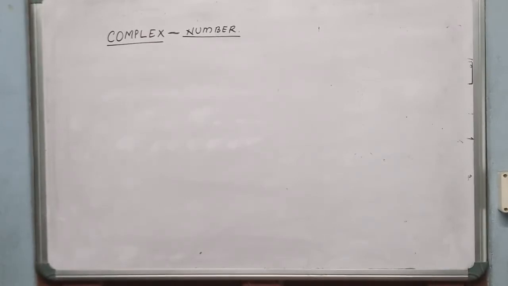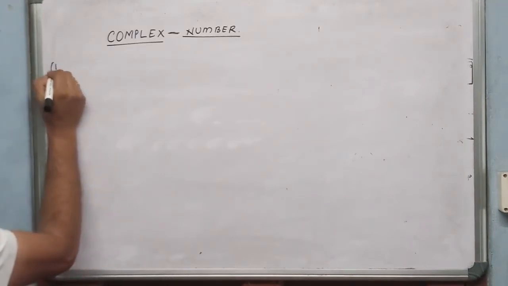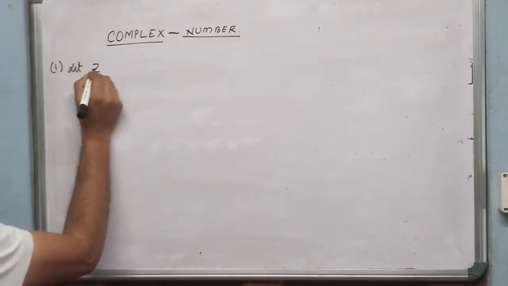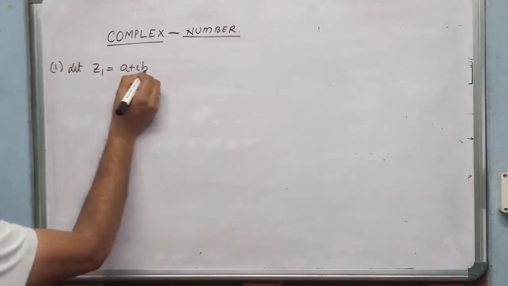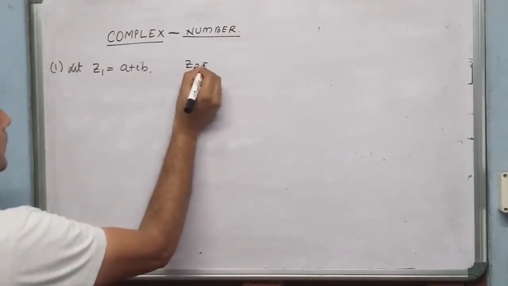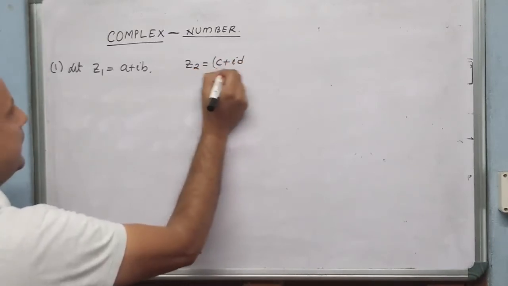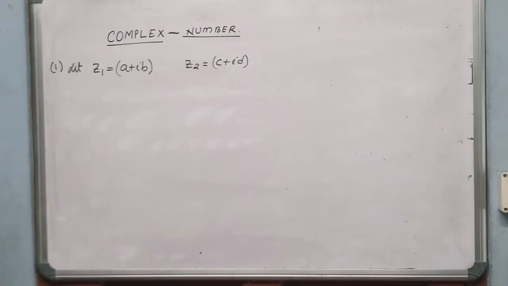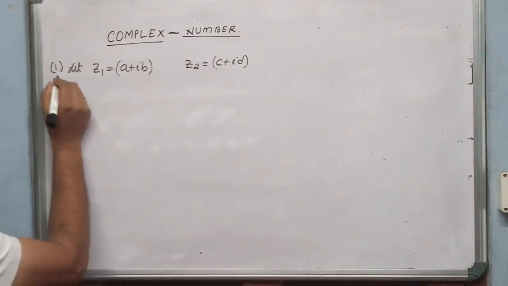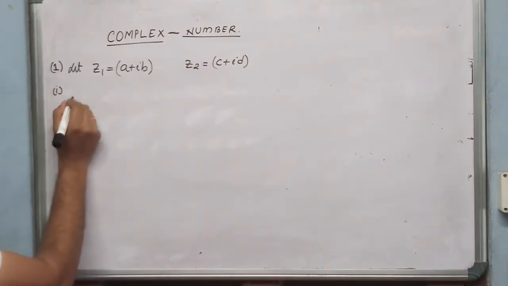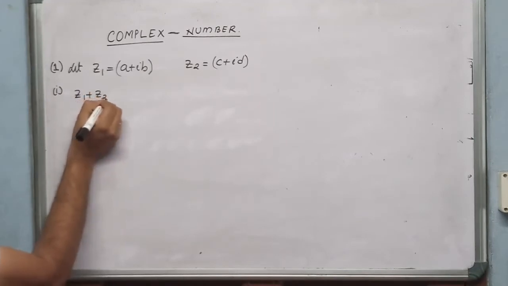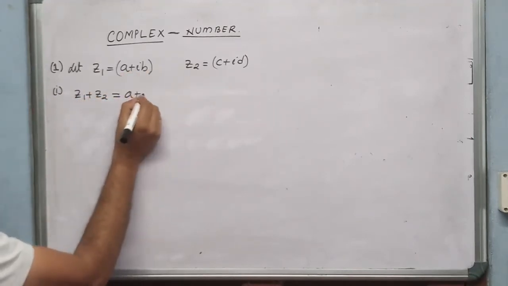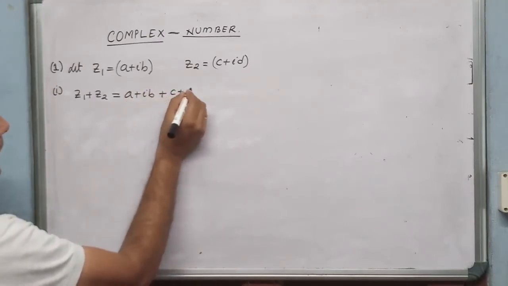Now dear students, let's discuss the properties of complex numbers. Number 1: let Z1 equal A plus IB and Z2 equal C plus ID. These two are complex numbers. We can add, subtract, multiply and divide these two complex numbers. So, first property, subpart 1, addition: Z1 plus Z2, the addition of the two complex numbers, A plus IB plus C plus ID.